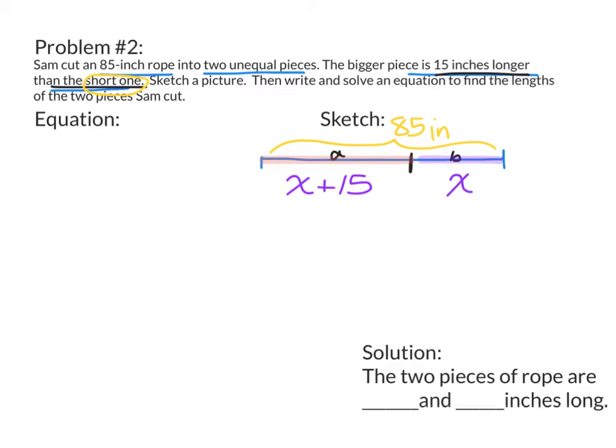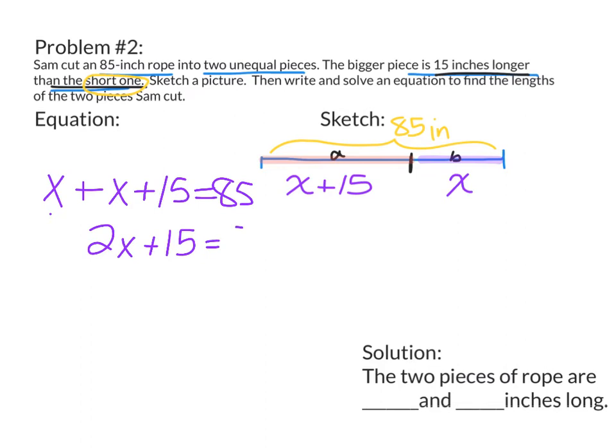So let's write our equation to show how we could solve for X. The first piece is X, and the second piece is X plus 15. Together, they total 85 inches. So now we solve our equation. X plus X is 2X. 2X plus 15 equals 85. I'm going to take 15 off the left to help isolate my variable, but then I have to do it on the right as well.